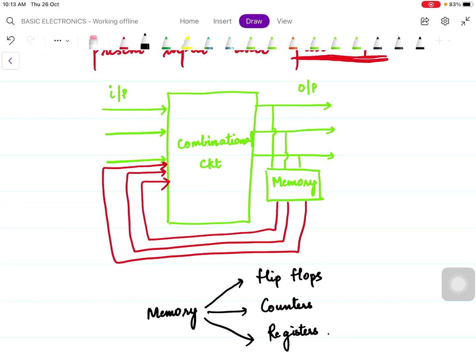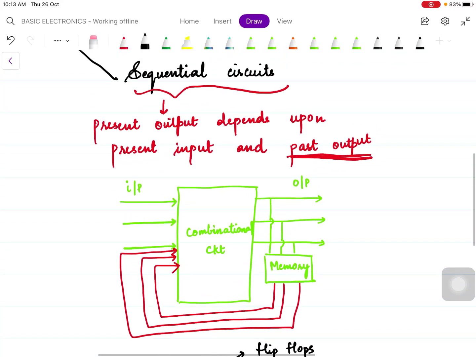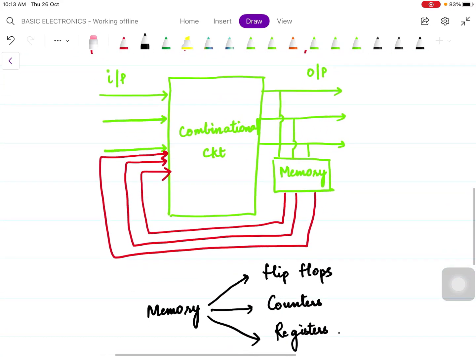So the most important thing to remember about sequential circuits is that the present output depends upon the present input as well as the past output. And when we are using the words past output, that means we need some memory element to store this past output, and these memory elements are basically flip-flops or counters or registers. Any of these circuits can act as a memory element along with the combinational circuit. So this whole combination becomes a sequential circuit.